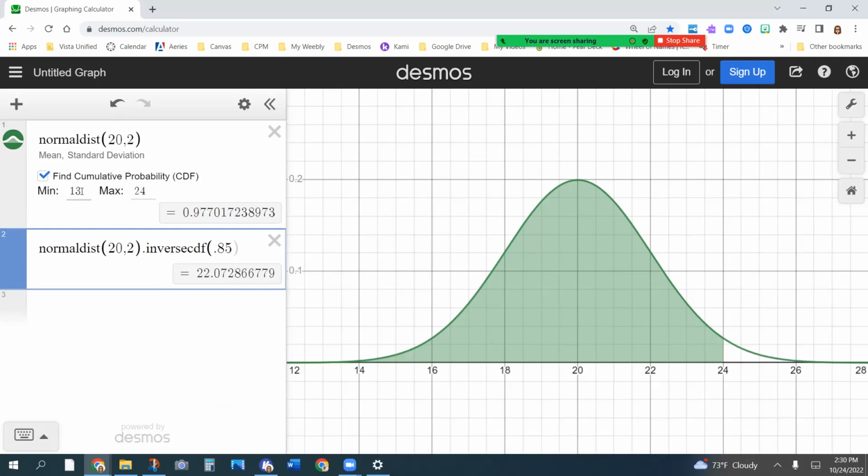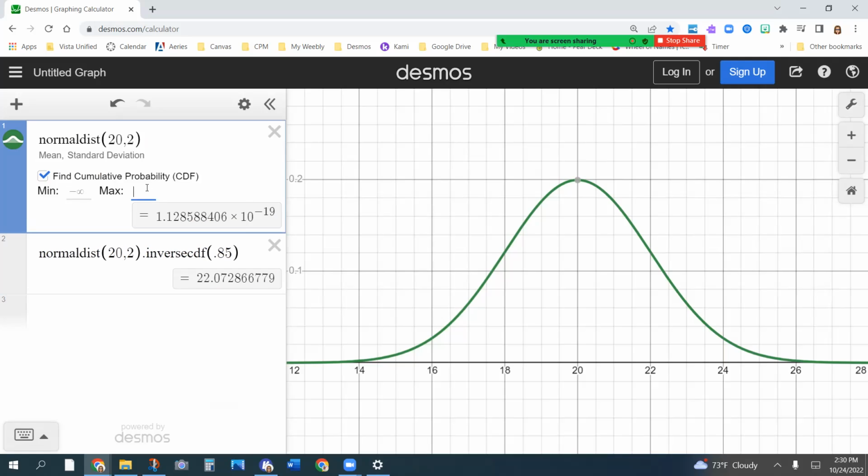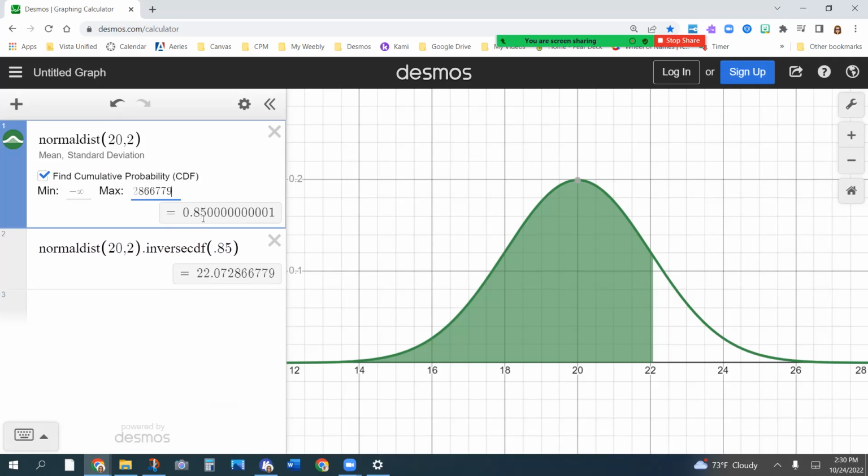So if I came up here, I could double check it. Okay, I'm going to get rid of that, go from negative infinity up to, and I'm going to put this number in. So let me just copy this and paste it here. You see that I get the 85%, which is what I was looking for. So you can always do this on Desmos also.